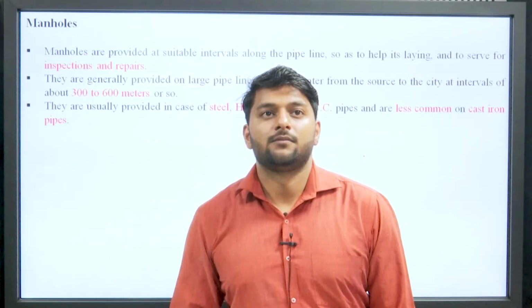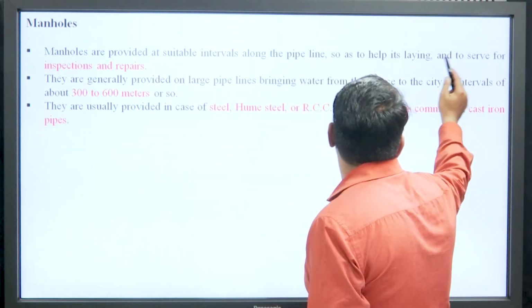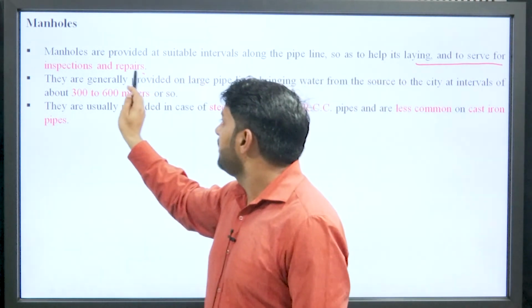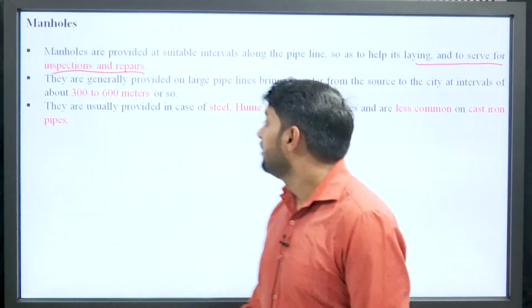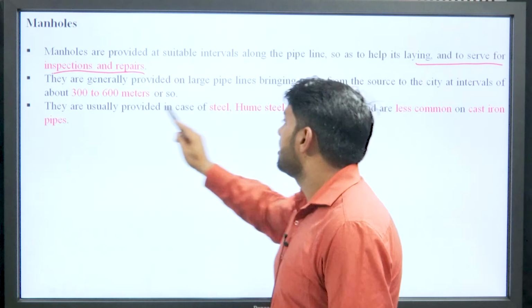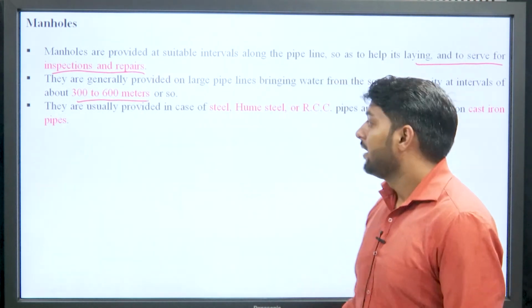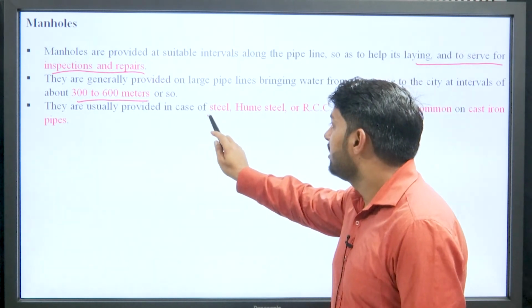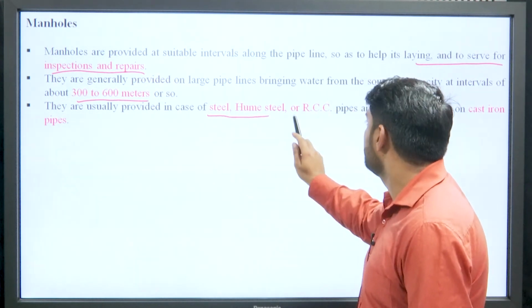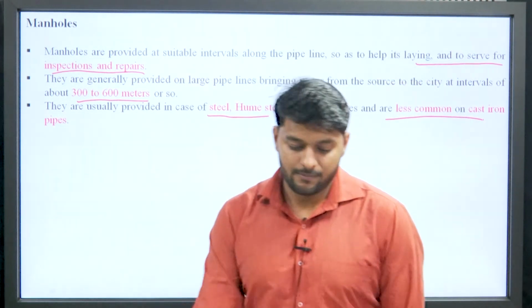Next one is manhole. Basically manholes are provided for the purpose of inspection and repair, and they should be provided at an interval of 300 to 600 meters. They are generally provided in the case of steel, hume steel or RCC pipe, and they are less commonly used in the case of cast iron pipe.